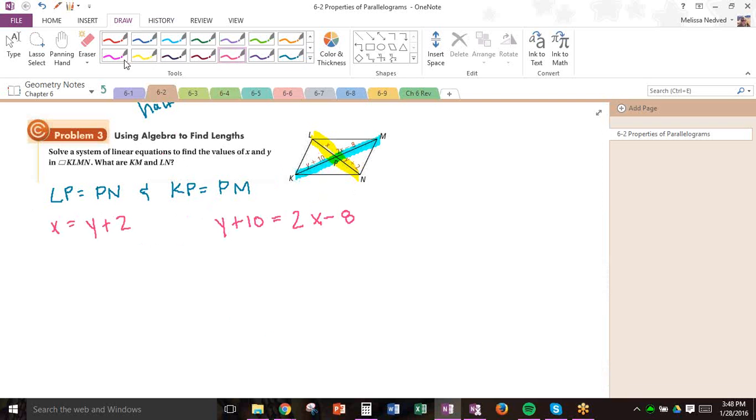There are lots of right ways to do substitution, so if you approach this differently than I do, that's okay. The way I'm going to do it, since I already have one equation solved for x, I'm going to use substitution into my second equation, take out the x, and replace it with y plus 2. So I'm going to use substitution to solve.